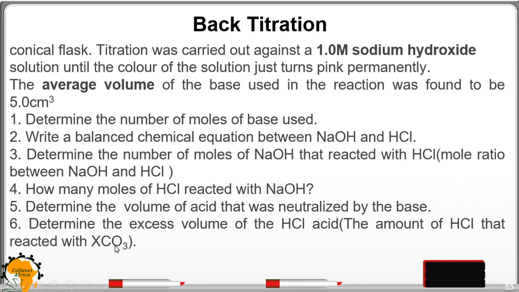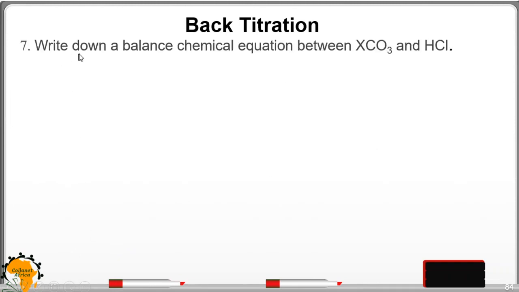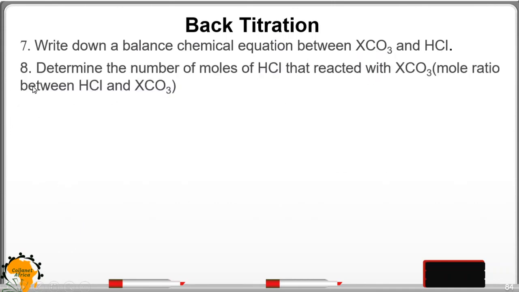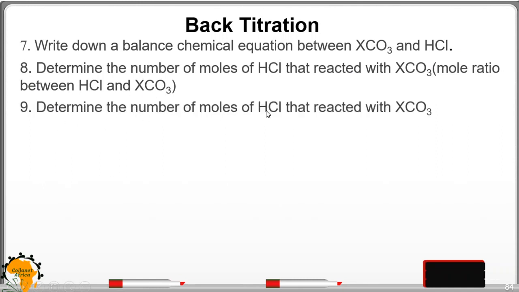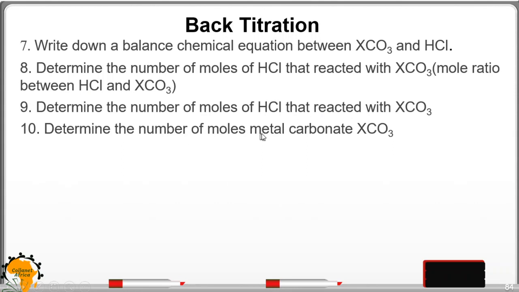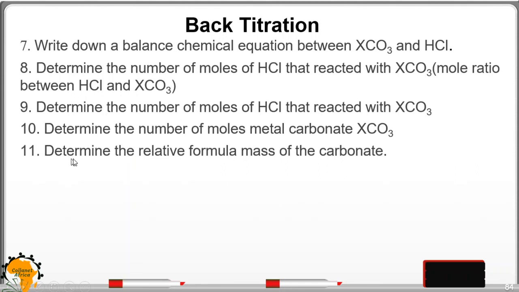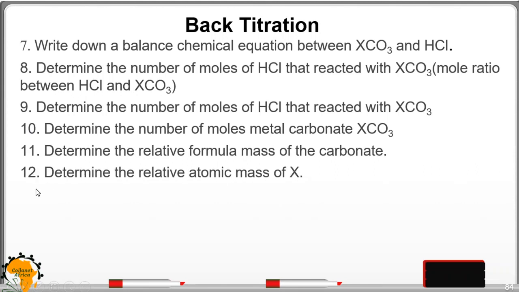divalent carbonate. 7. Write down a balanced chemical equation between X carbonate and HCl. 8. Determine the number of moles of HCl that reacted with X carbonate, that is a mole ratio between HCl and X carbonate. 9. Determine the number of moles of HCl that reacted with X carbonate. 10. Determine the number of moles of metal carbonate. 11. Determine the relative formula mass of the carbonate. And finally, determine the relative atomic mass of X.